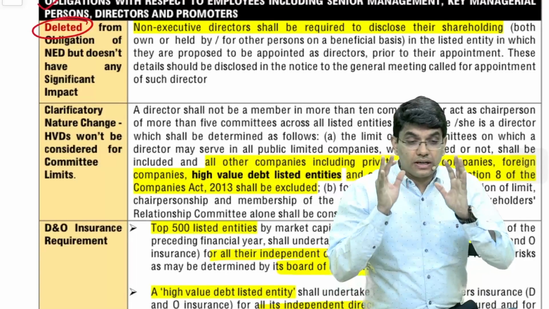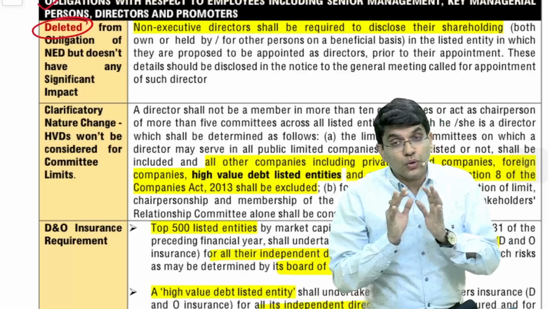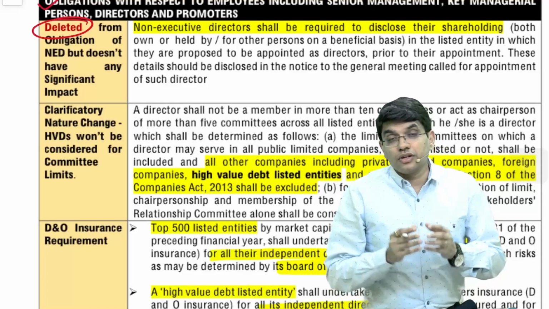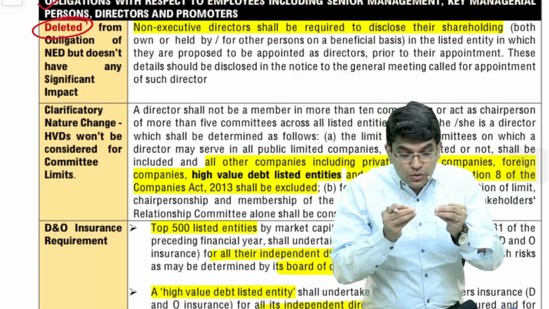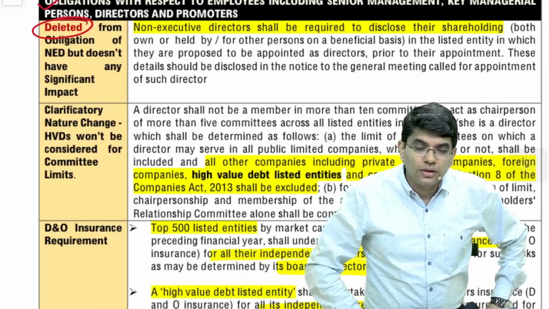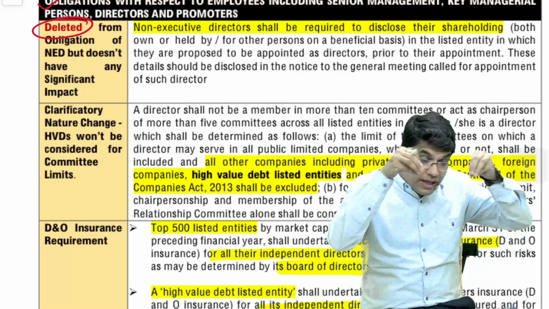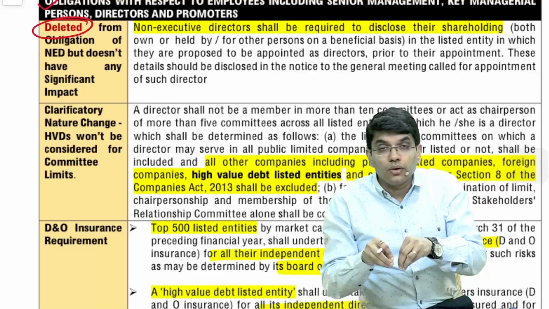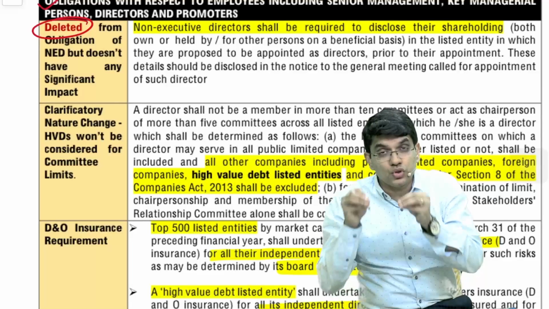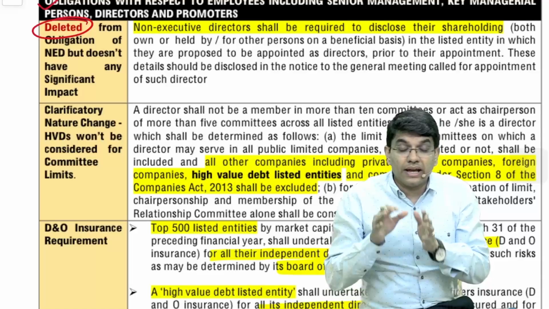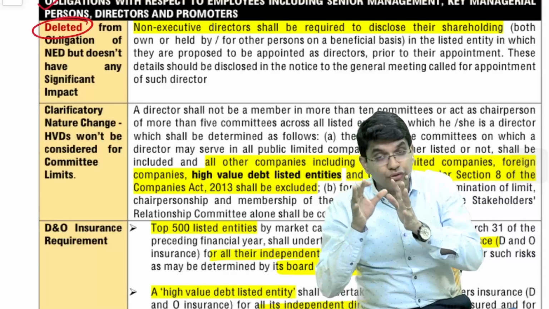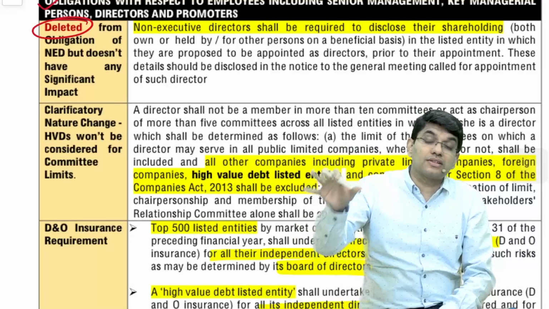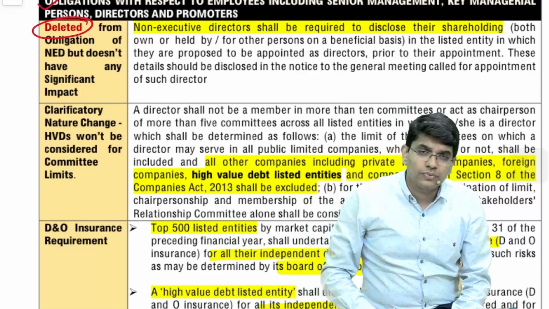Non-executive directors can have shares of the company, no problem with that. They can have any percentage of shares, but then they should disclose it. So there was an obligation on non-executive directors to inform the company what percentage of shares they hold in their name, directly or indirectly as a beneficiary. And then the company will inform shareholders in the AGM, this is the shareholding of the non-executive director.